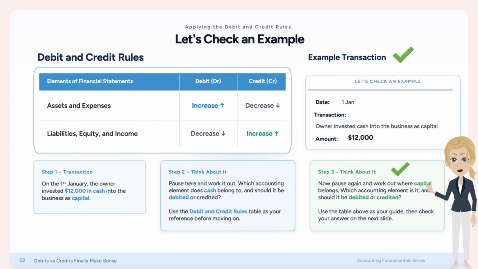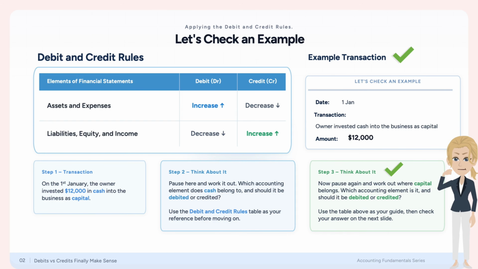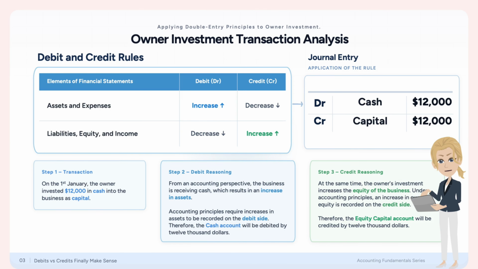At the same time, the owner's investment increases capital. Capital belongs to which accounting element? Should capital be debited or credited? Using the debit and credit rules shown on screen, see if you can determine the correct journal entry before moving on. Let's now apply the debit and credit rules.